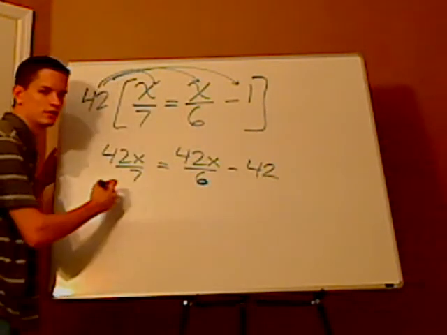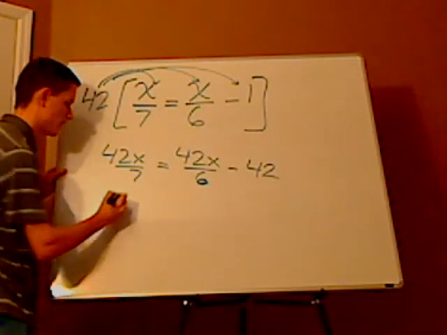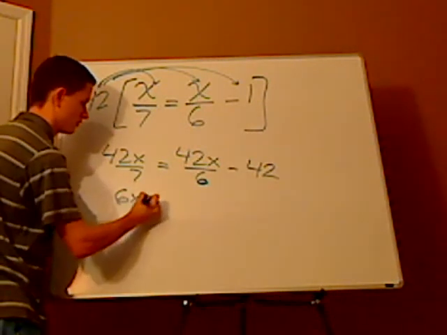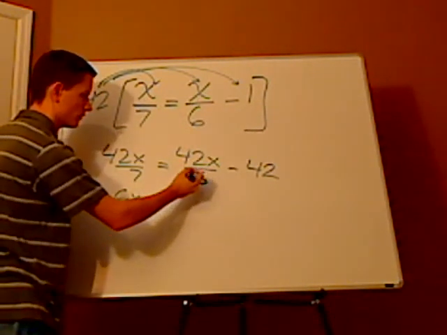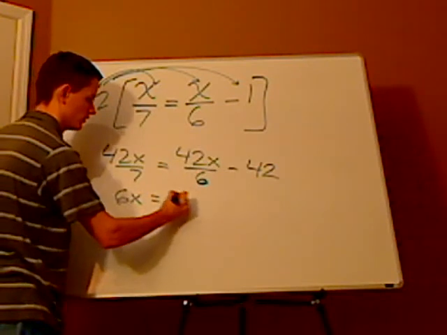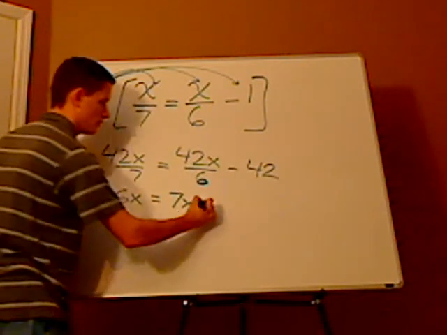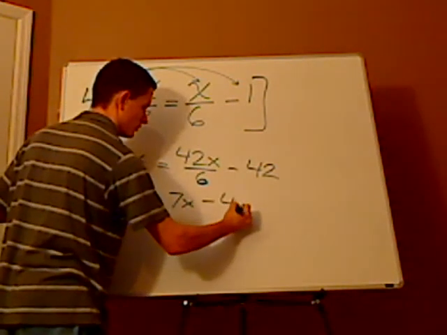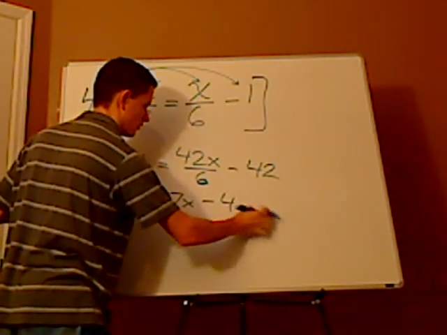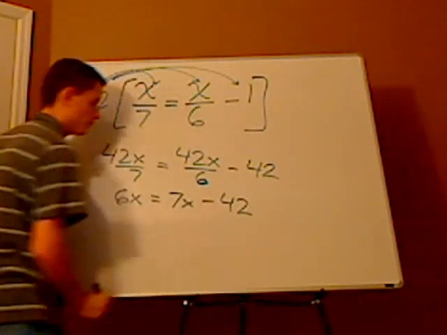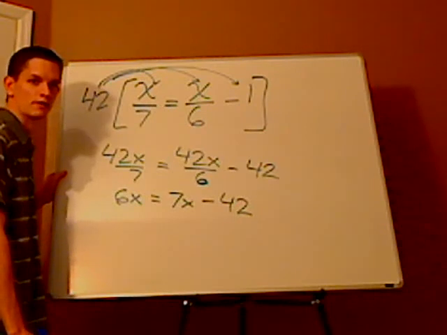So what's 42 over 7? Yeah, it's just 6x equals, what's 42 over 6? Yeah, it's 7x minus the 42, and then you're just solving for x.